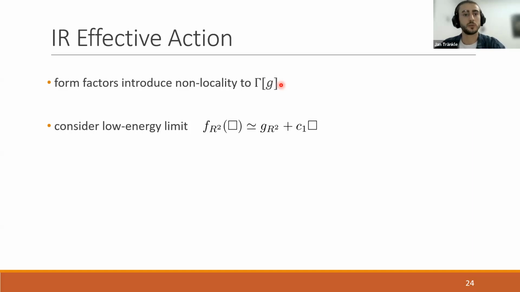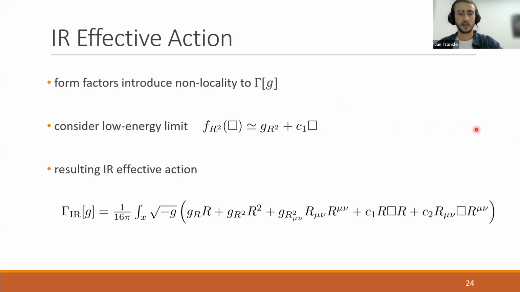So what we instead do is focus on the dominant infrared, so low energy, contributions. And we can actually expand these form factor expressions to something like this. So we get a constant part and this first correction proportional to the D'Alembert operator. And you note that I'm writing the D'Alembertian here, not the Laplacian, because we now go back to Lorentzian signature in order to capture the causal structure in the black hole spacetimes. And then by doing this expansion for the two form factors, we get this resulting infrared effective action.